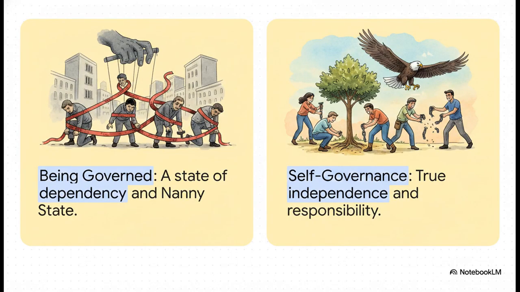Look at how sharply the texts distinguish between these two states of being. On one side, being governed is described almost like an addiction to dependency. The documents use pretty intense terms like indentured servitude, acting as a ward of the state, or relying on a nanny state that micromanages your everyday life. But on the flip side, self-governance is all about independence, taking on active community responsibility and honoring your word. According to the texts, choosing self-governance means completely rejecting the comfort of having someone else tell you what to do.